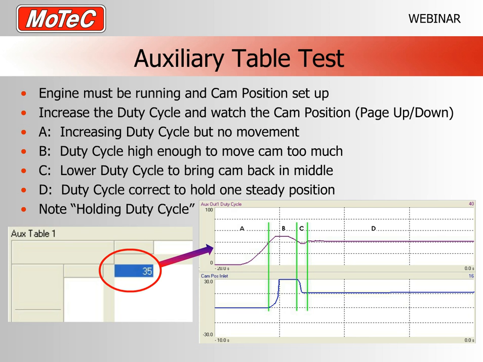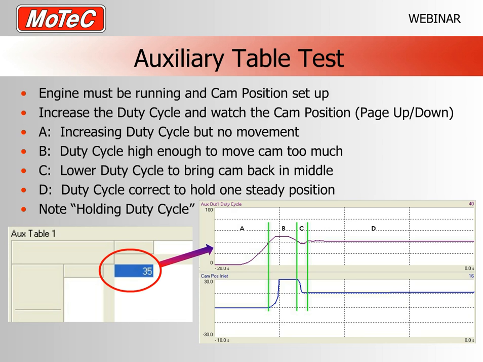A couple of things you also want to do, like I've mentioned in other webinars, you want to have a screen in your 100 series software. I would usually have a chart recorder for the duty cycle of the cam I'm looking at, in this case auxiliary output 1, and also the cam position of the actual cam I'm looking at. So in this example, we're looking at the cam position inlet, and it's on auxiliary output 1.